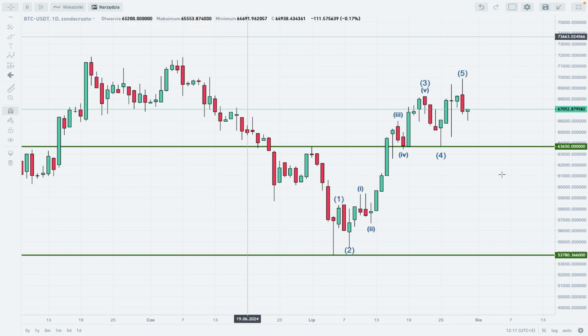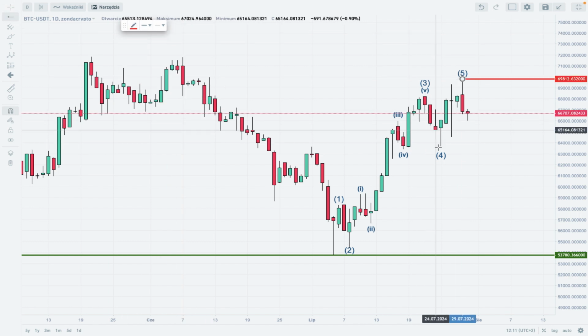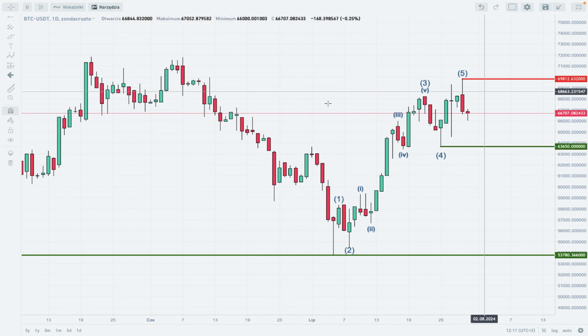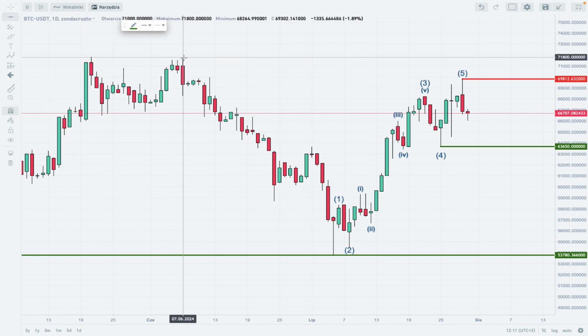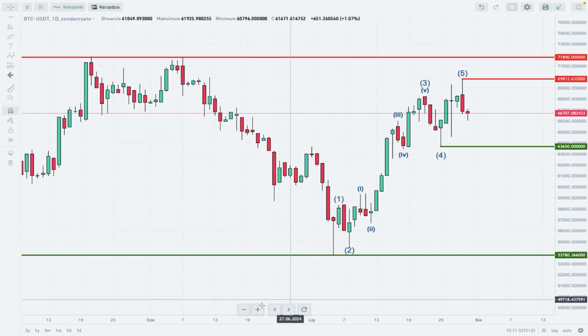Maybe let me do it the other way around. So I will do it with the other line simply, but the rule is the same. Okay, so that's the technical resistance, so it's going to be red, and that's the technical support. It's going to be, of course, green. So that's clear, and it's not cluttering our view. Now the historical highs. This is the technical resistance, 71,800. This is the major technical resistance.